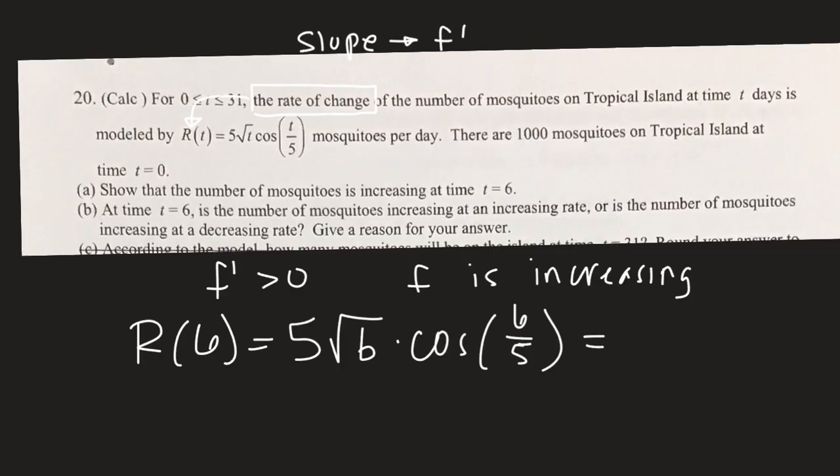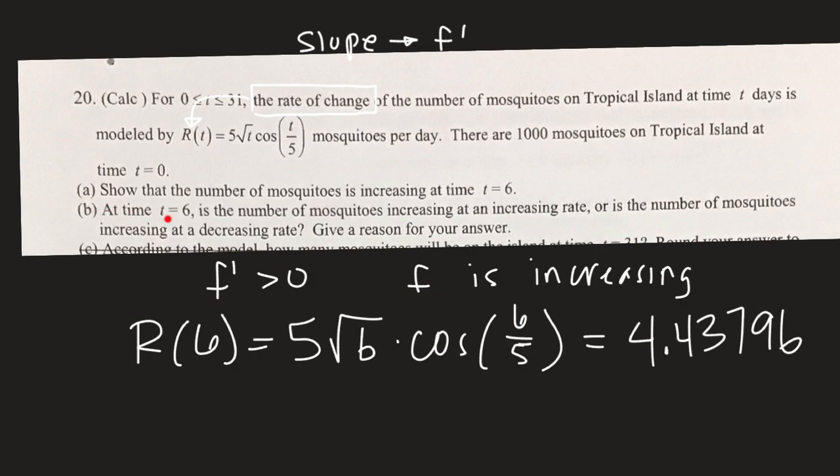So I'm going to put that into my calculator. I'm going to see if it's positive or negative. I get positive 4.43796. Okay, so we have shown that because the rate is positive, right, our derivative is positive, that must mean the number of mosquitoes is increasing.